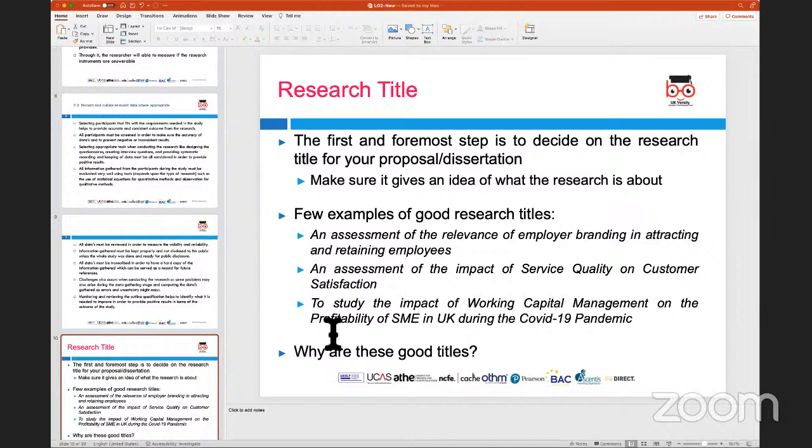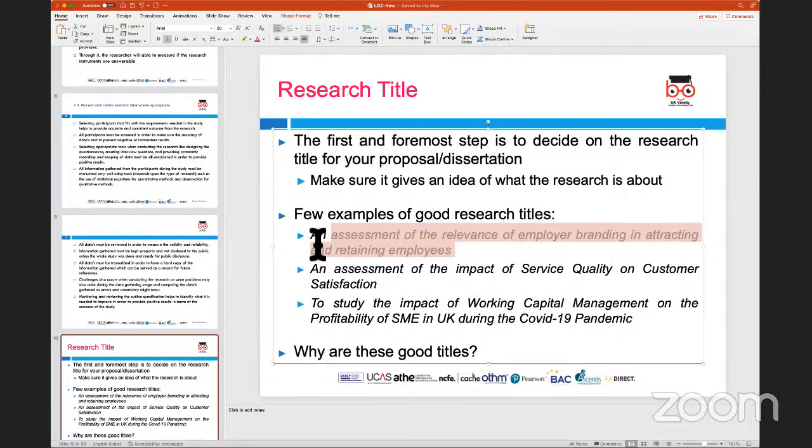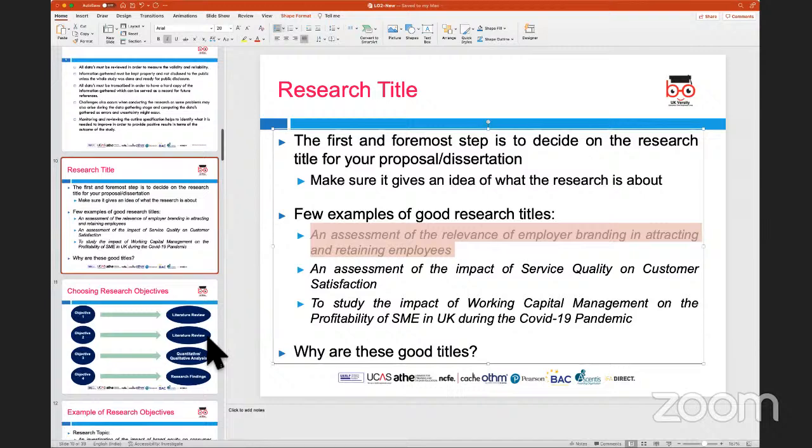So some examples are to study the impact of working capital management, an assessment of impact of service quality, an assessment of relevance of employer branding in attracting and retaining employees. So when you look at this particular overarching heading or title, it gives you a good idea in terms of what the research report is going to be all about.